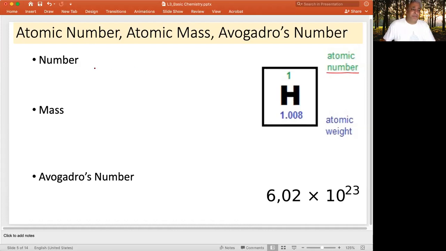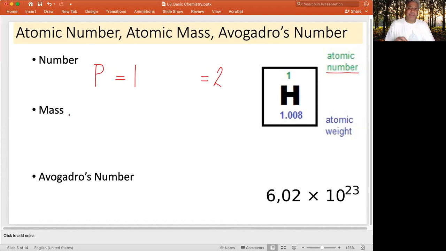The atomic number simply represents the number of protons that are found inside the nucleus of that atom. So in the case of hydrogen, you find 1. In the case of helium, you find 2. In the case of oxygen, you find 6, okay?